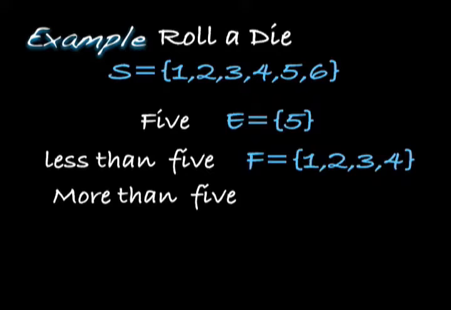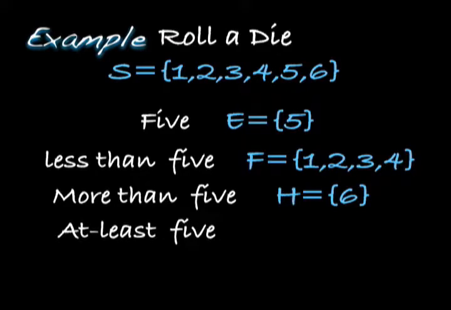Rolling a number that is more than a 5. More than 5 means greater than 5. So we look at the sample space and determine which outcomes are greater than 5. The 6 is the only outcome that is more than 5 or greater than 5. We have labeled this event H.